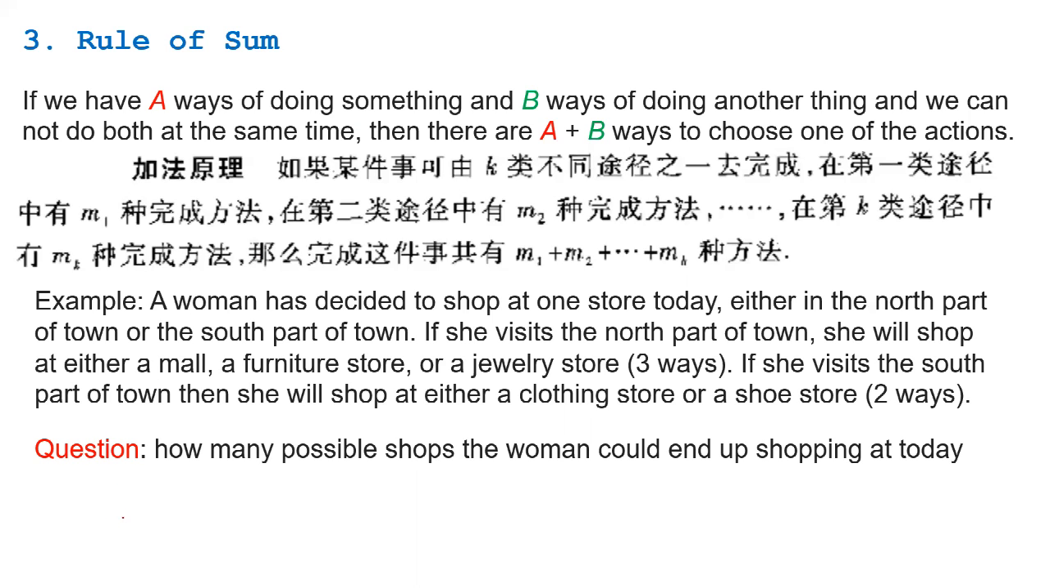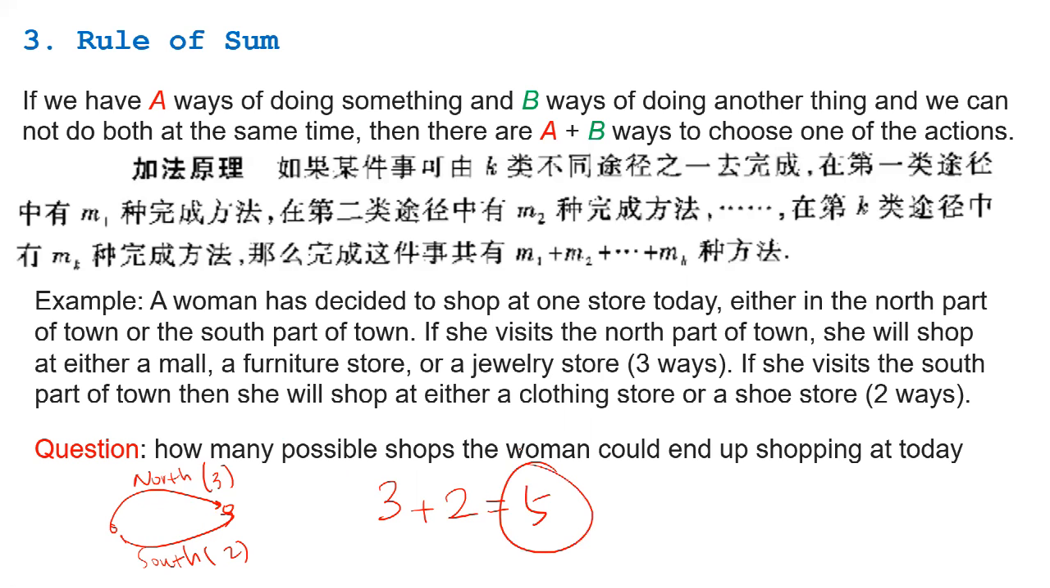Okay, so how do we approach this problem? The task is shopping, right? There are two routes you can finish this task. One of the route is to shop north, in which there are 3 ways, right? Or you can also shop south. If you shop south, there are 2 ways, right? So to complete the whole task, there are 3 plus 2 number of ways, which means there are 5 different ways to finish shopping, right? According to the rule of thumb.